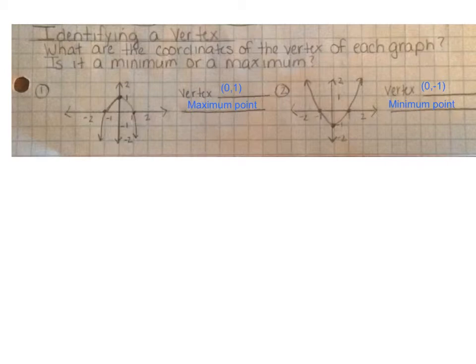So when you look at these two graphs, you should be able to tell what that first coefficient, the a term, would be as far as being positive or negative. In number 1, it's opening downward, so that means the coefficient of the x squared term would be negative. And in number 2, it's opening upward, so the coefficient of the x squared term would be positive.